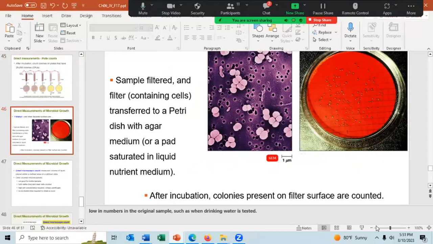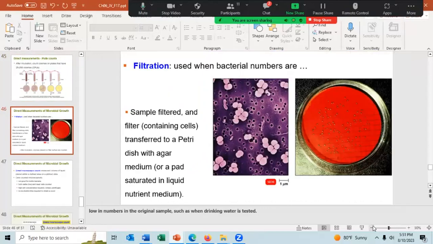All right, let's move on to the filtration method. Filtration is used when the number of cells per mil is very low, like when we're assaying drinking water for the number of bacteria in it. There will be very few bacteria in it. And so if you put 1 mil on a plate, we get very few colonies. We might not even get any colonies growing on the plate. And so obviously the bacteria number is low.